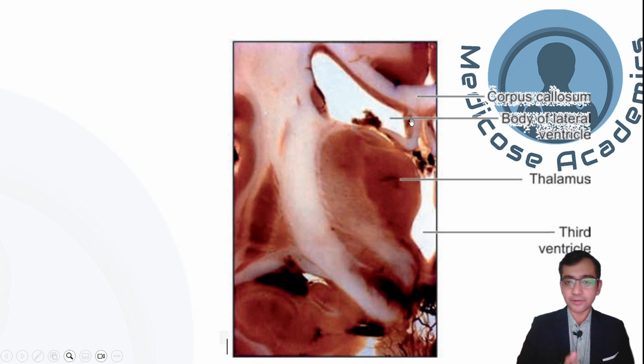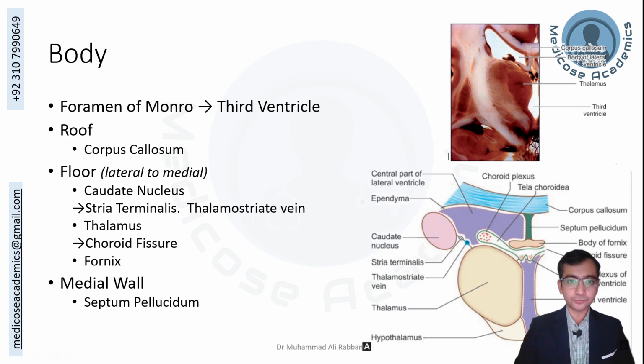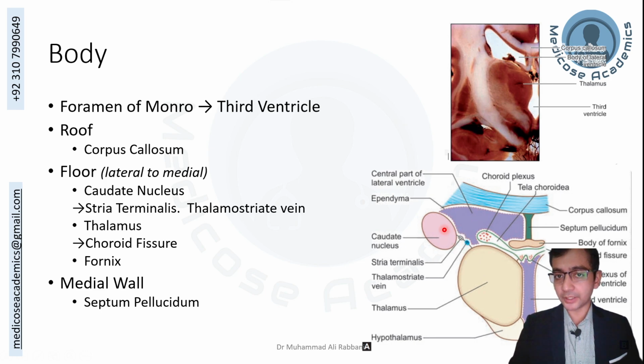This is the mixture of gray and white matter, a bilayered structure that is present between the two ventricles. So this is the body. This is a schematic diagram that may be able to show you a little more clearly.